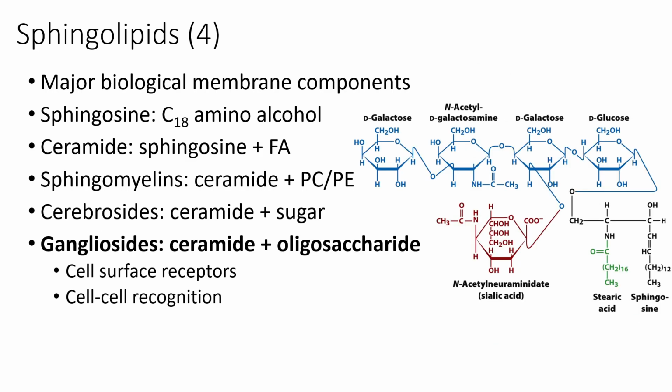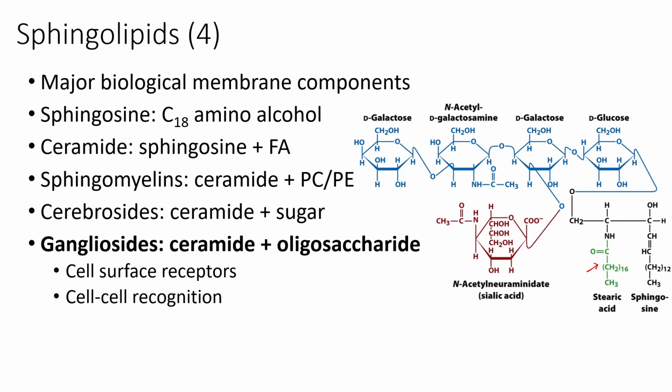So moving on from there, we now have gangliosides. Gangliosides are similar but different. We still have a ceramide, right? So we have our original sphingosine that's shown in black here, plus our N-acyl attachment shown in green, helping to make it a ceramide. And then our head group, instead of being a single sugar, is now an oligosaccharide, which is shown here in blue and red. And so gangliosides are really important as cell surface receptors, and they play a really important role in cell-to-cell recognition.